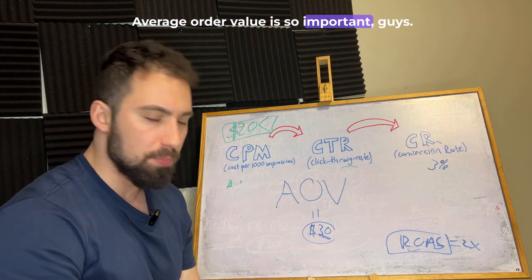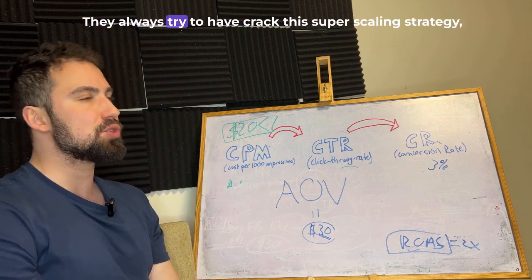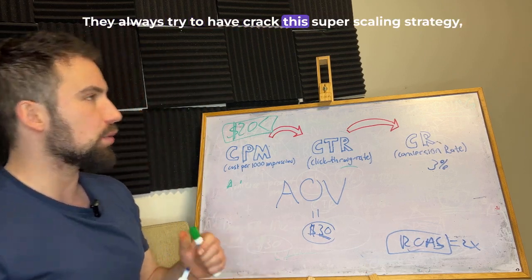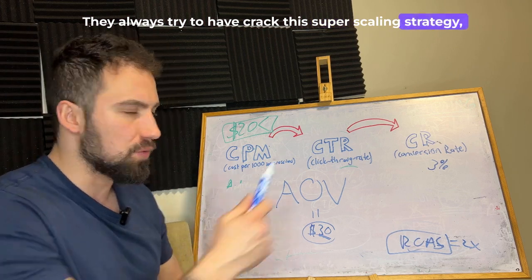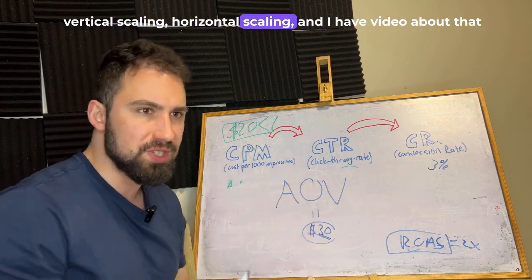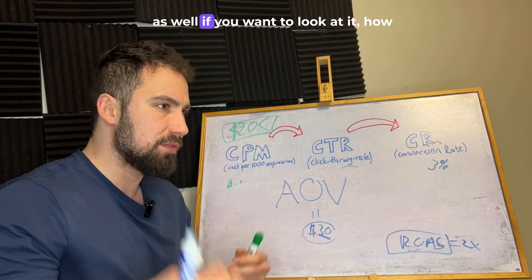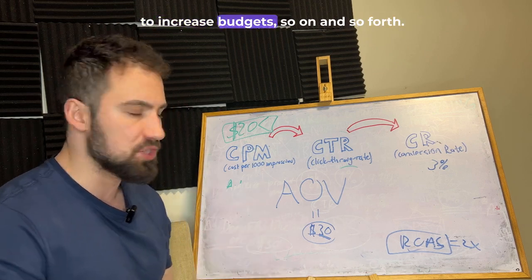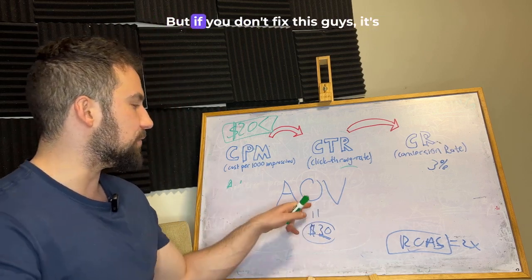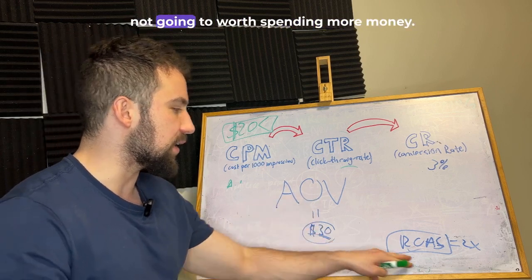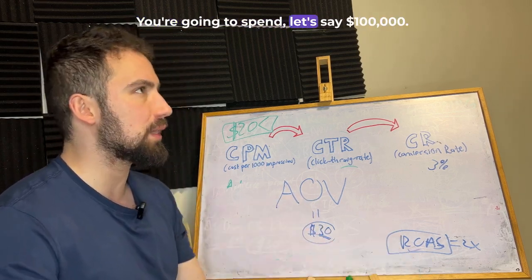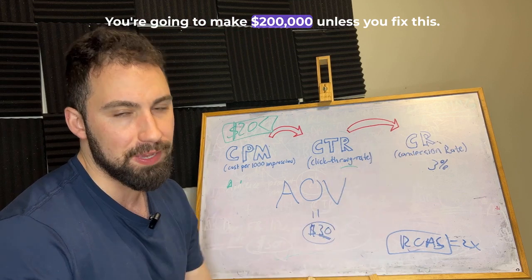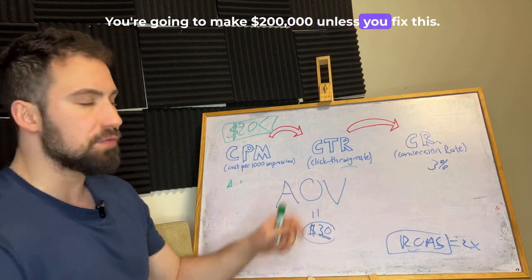Average order value is so important, guys. People don't look at it. They always try to crack super scaling strategies, vertical scaling, horizontal scaling, and I have a video about that as well if you want to look at it, how to increase budgets, and so on and so forth. But if you don't fix this, guys, it's not going to be worth spending more money. You're going to spend, let's say, $100,000, and you're going to make $200,000 unless you fix this.